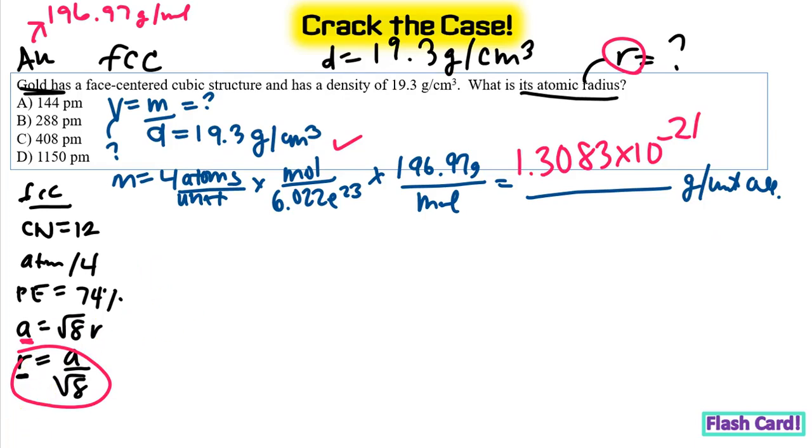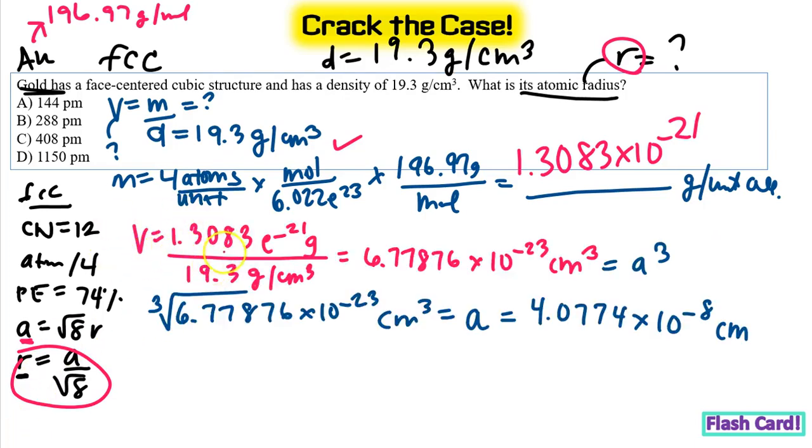Now let's go ahead and find our volume. So I take my 1.3083 times 10 to the negative 21 grams, which was my mass, okay, and divide it by my density, which is 19.3 grams per centimeter cubed. Once I do that, I get 6.77876 times 10 to the negative 23 centimeters cubed, which is going to represent A cubed, right? My volume. Now, if I take the cube root of the value I just got, which is the cube root of A cubed, I will get my A value. So in my calculator, I got the cube root of 6.77876 times 10 to the negative 23. And this is the answer I got: 4.0774 times 10 to the negative 8 centimeters.